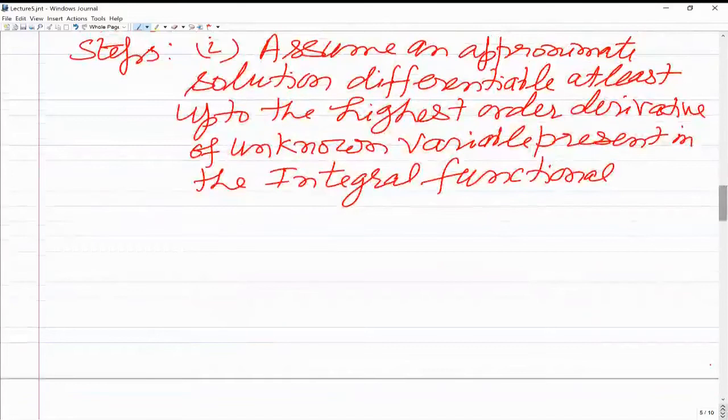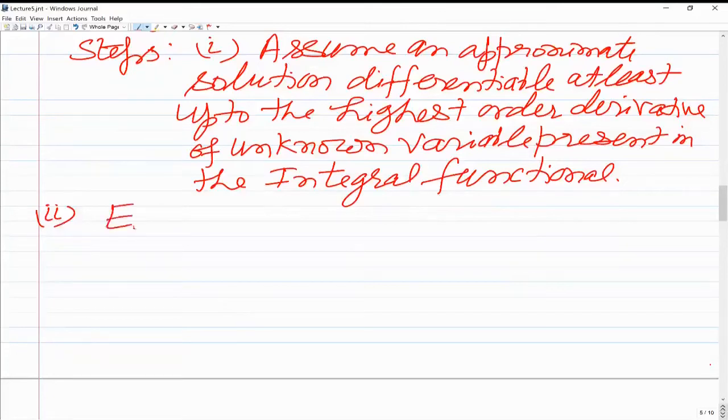So that's the first step, and this is the same as what we do in the weak form. As you have seen, there also we assume an approximate solution which is differentiable at least up to the highest order derivative present in the weak form. The highest order derivative of the unknown variable in the weak form and the integral functional is going to be the same. Then the second step is, as we do, we eliminate some of the unknown constants so as to satisfy the essential boundary condition. And the same thing we did in the weak form based solution also.